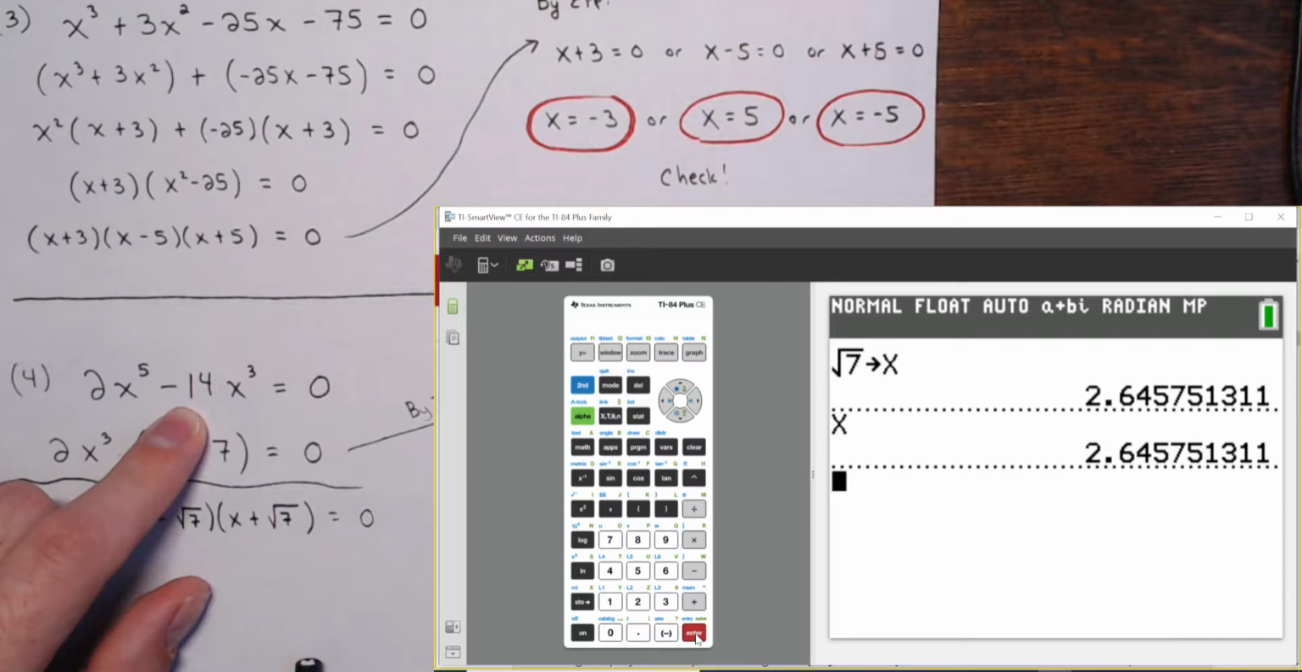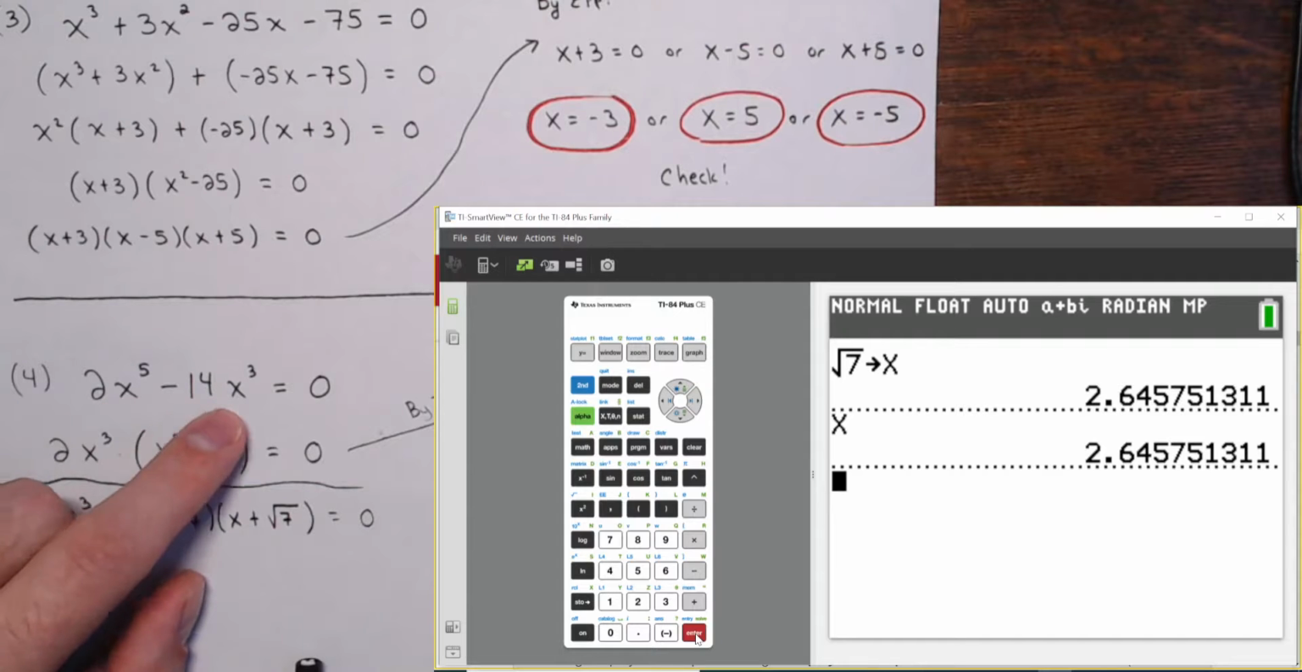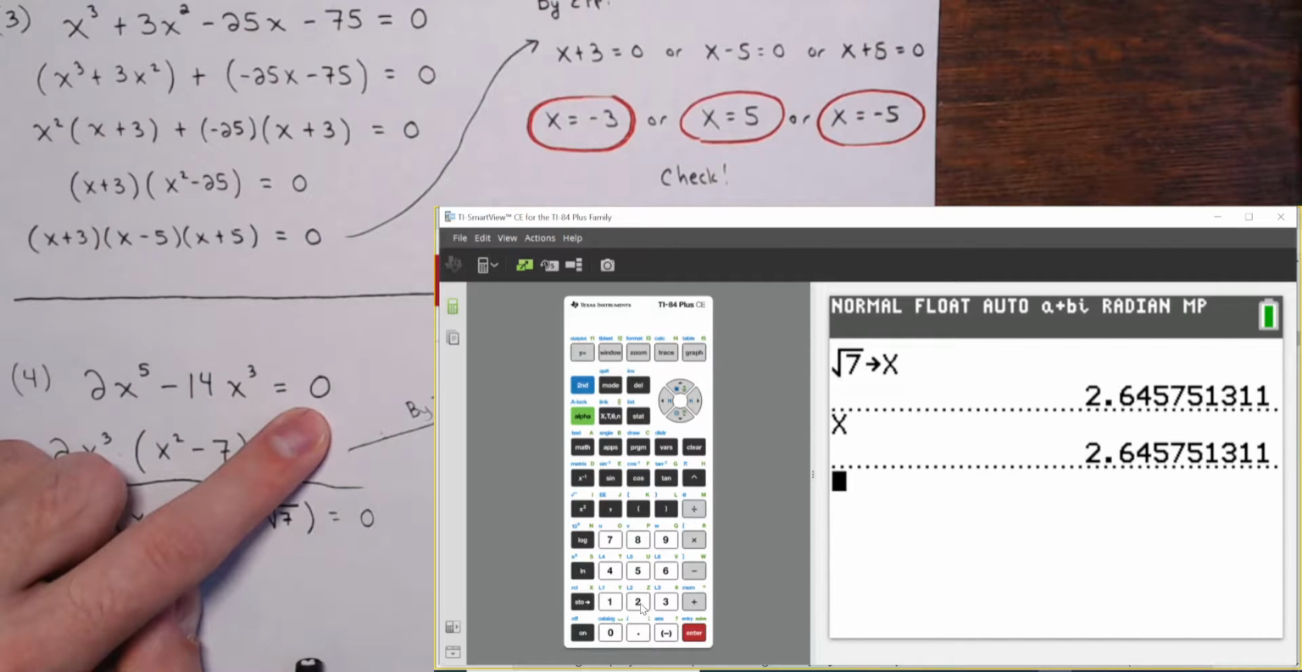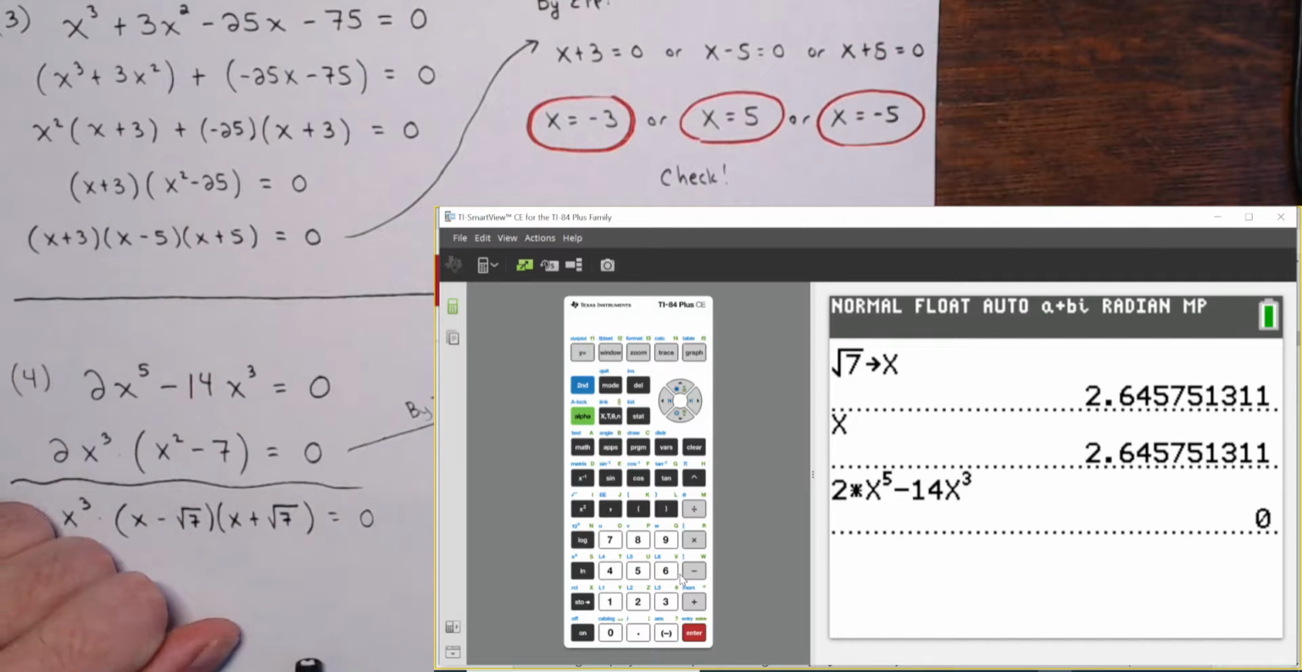And then I go back to the equation and I punch in the expressions on both sides. Now, only the expressions with variables, so I'm only going to punch in the left expression and see if I get the right side, see if I get 0. So the left expression was 2 times x, and remember, whenever I hit x now, it represents the square root of 7. So 2 times x to the 5th power, minus 14 times x to the 3rd. And I hope I get 0. And I do. Excellent. So that means the square root of 7 is a solution to this.